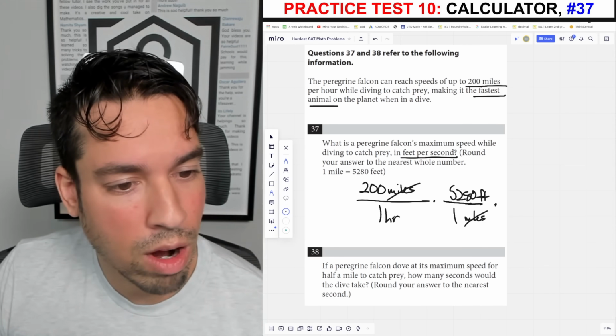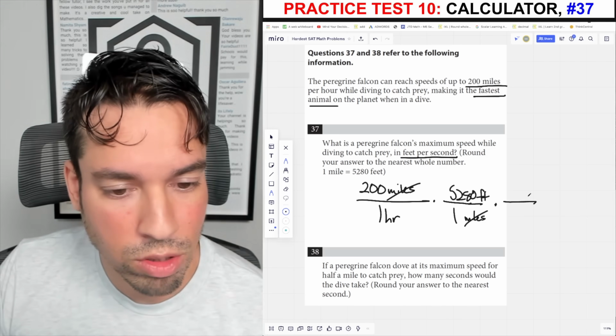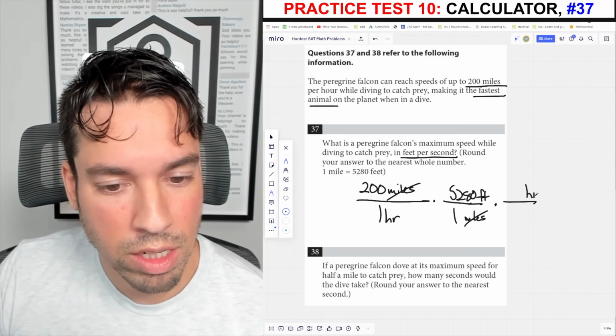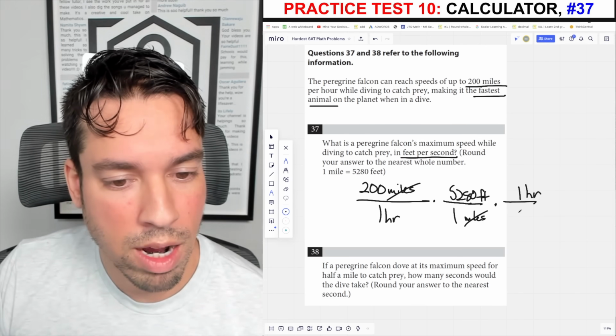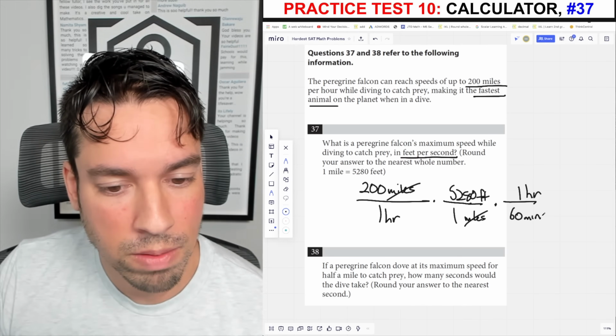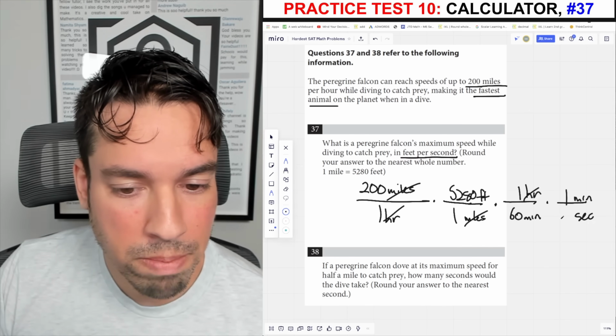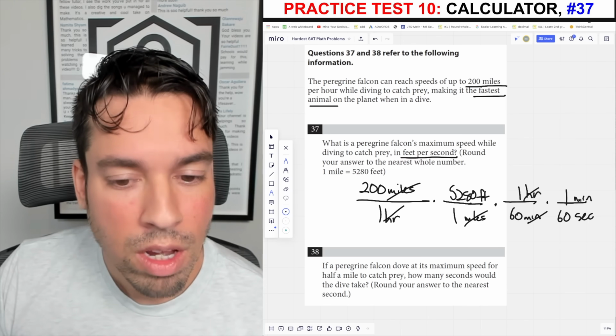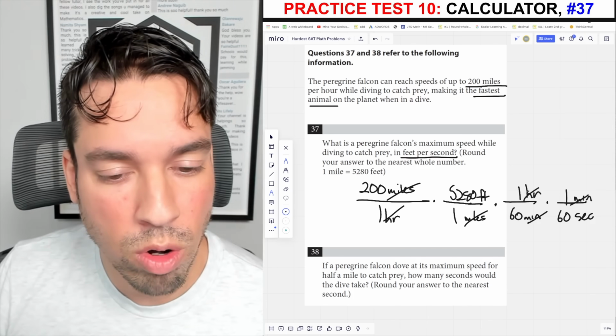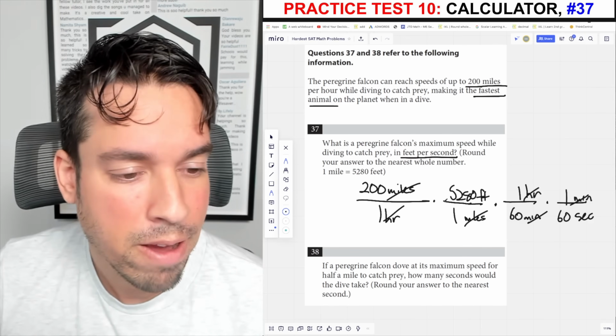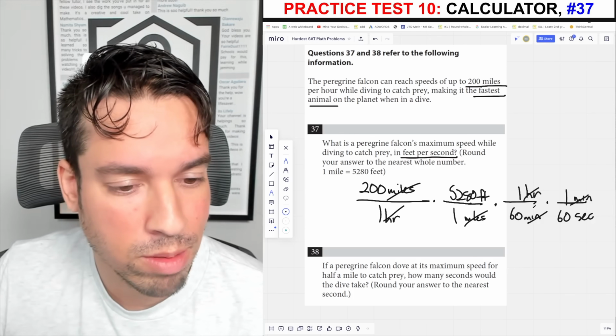Now I want hours to seconds. So first let's do it step by step. And again, hours has to go on top. And 1 hour is equal to 60 minutes. To get rid of the minutes and go to seconds, we put minutes opposite. 1 minute is equivalent to 60 seconds. The whole reason why this works is because we're all doing equivalent ratios, meaning it's like I'm multiplying by 1 a bunch of times is really what's happening.